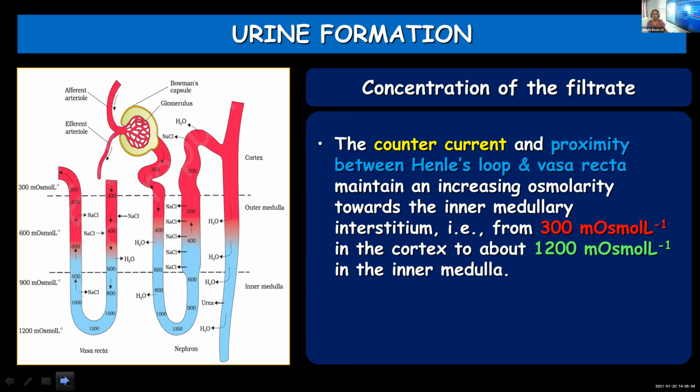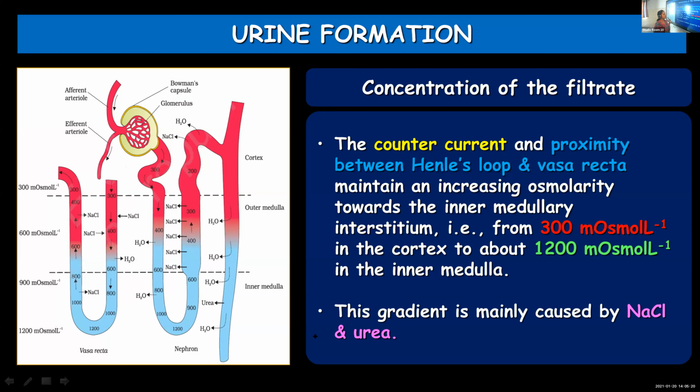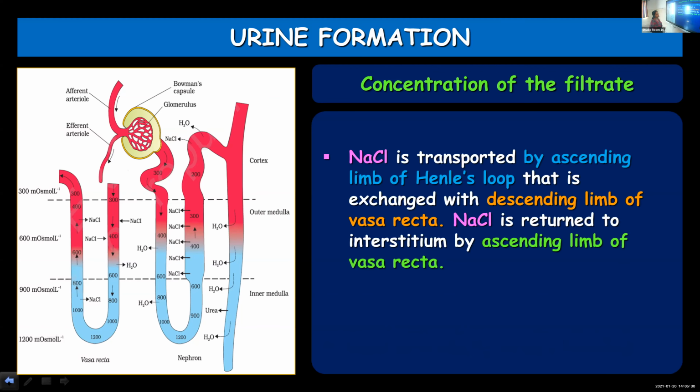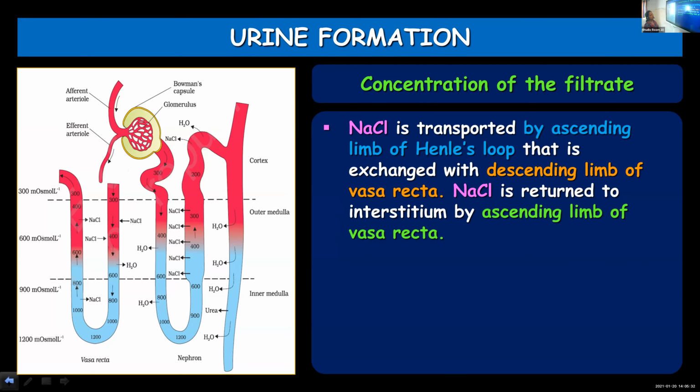So the purpose is to maintain a high osmolarity in the medullary region. So when the high osmolarity is maintained, or high solute concentration is maintained, water can be reabsorbed into the medullary interstitium. So this difference in osmolarity is brought about by sodium chloride and urea. Now let's see how sodium chloride and urea is playing a role in maintaining the gradient.